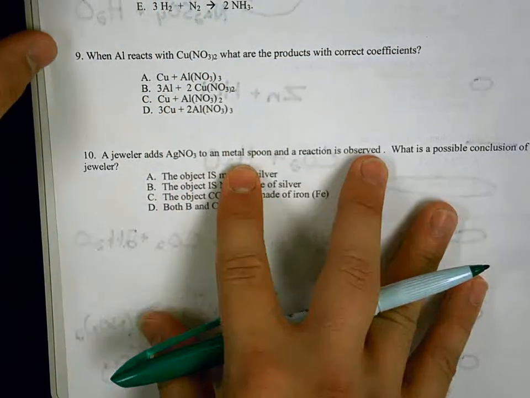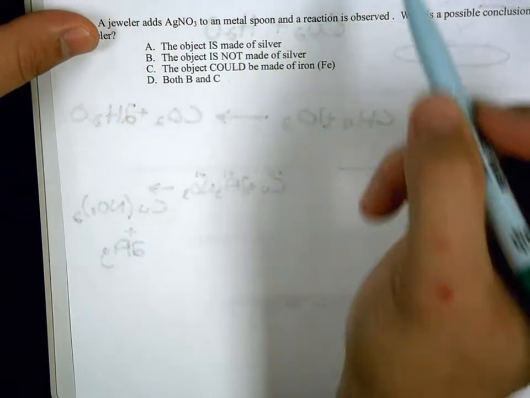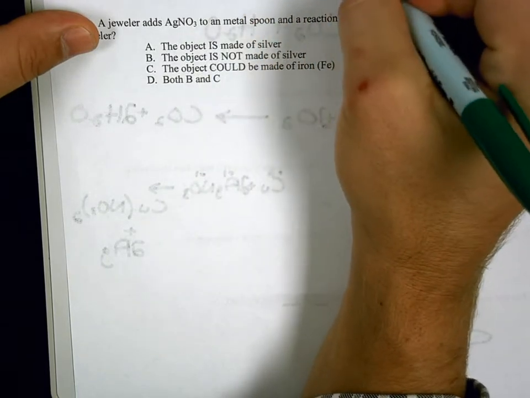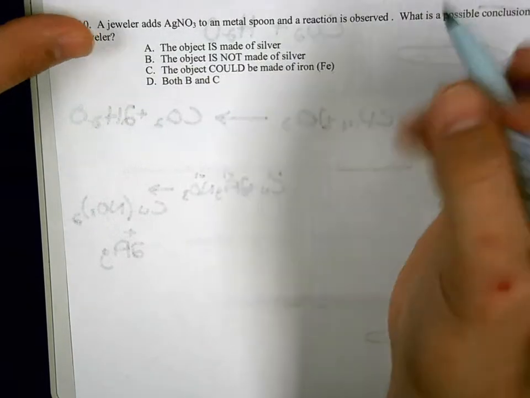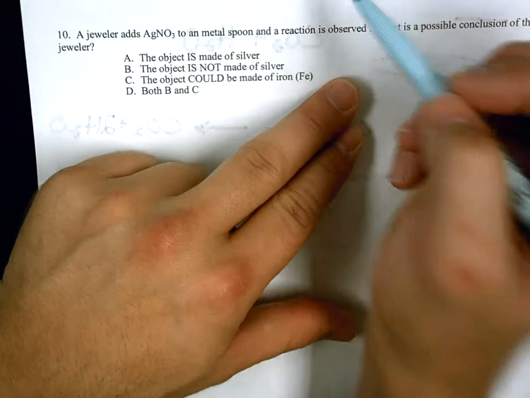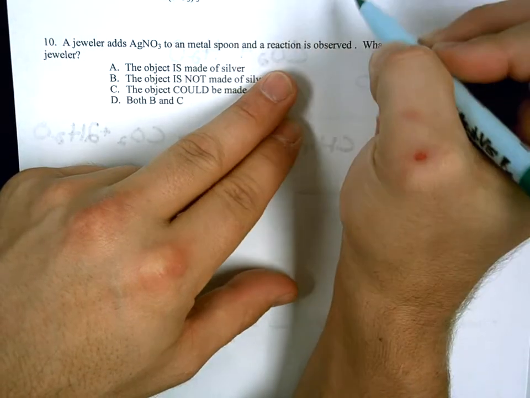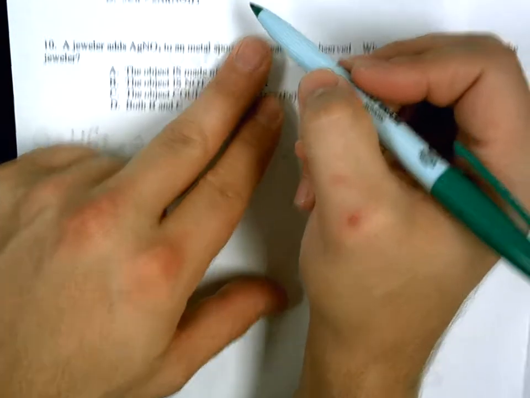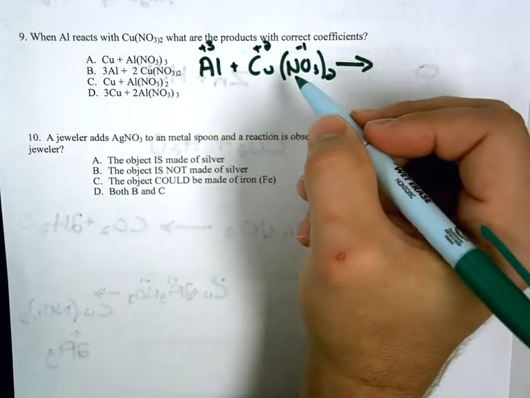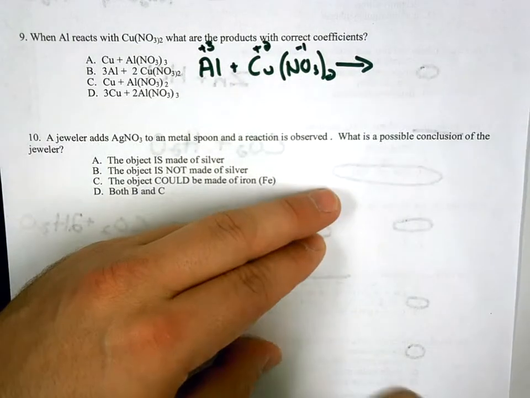There's our double replacement. In number 9, when Al reacts with Cu(NO3)2, what are the products with correct coefficients? We need to write this out again. So it looks like we have an element plus a compound, so this is going to be a single replacement. Therefore, we need to think about our charges. Now I know aluminum's a +3 because that's where it's located on the periodic table. Nitrate is written on the periodic table again. It's a -1. Since there are 2 nitrates, the copper must be a +2.